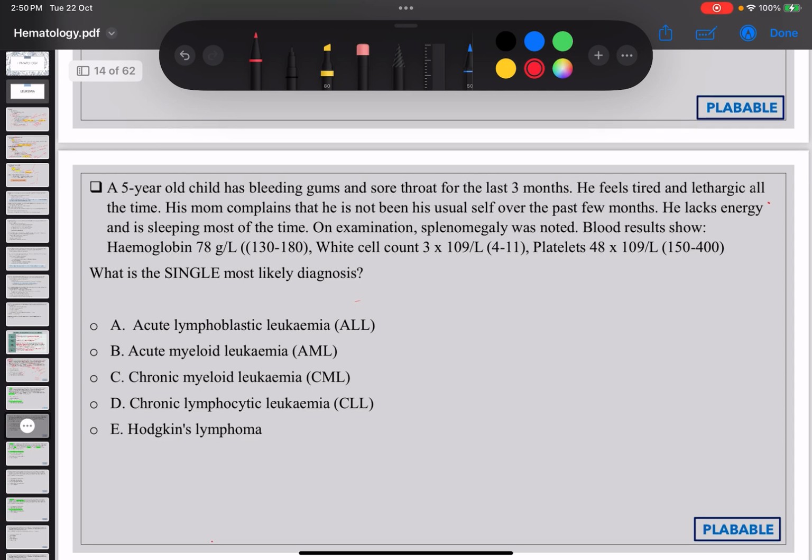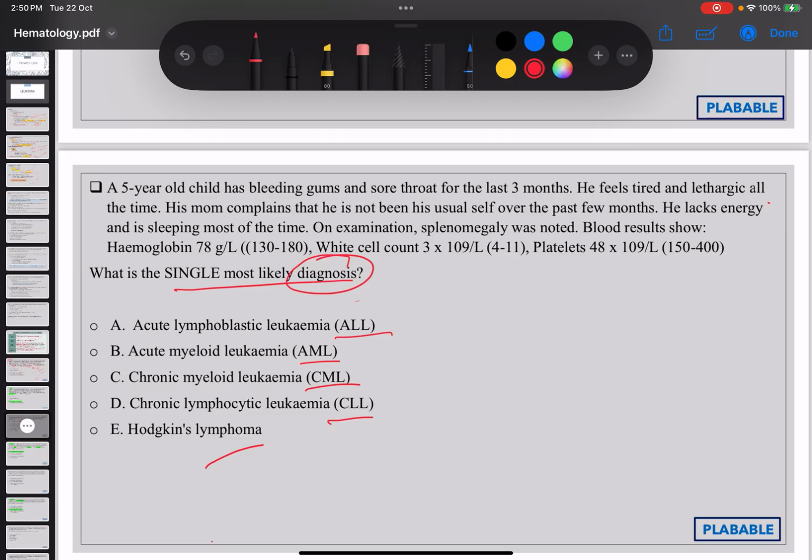Okay, our next question. You can pause this video right here, set a timer of 1 minute, and check whether you can diagnose this within 1 minute. Let's move on. They are asking us about the diagnosis. The options are AML, ALL, CML, CLL, and Hodgkin lymphoma.